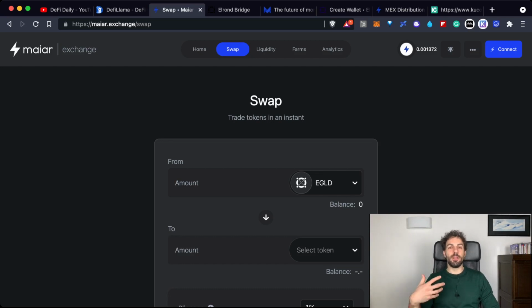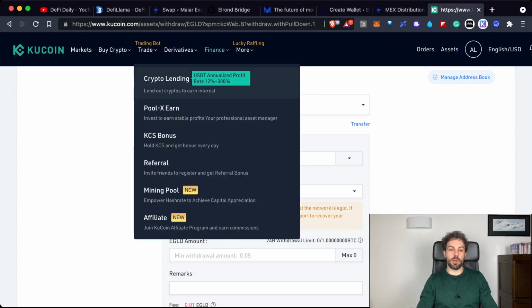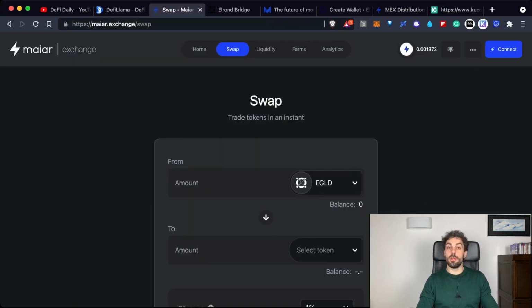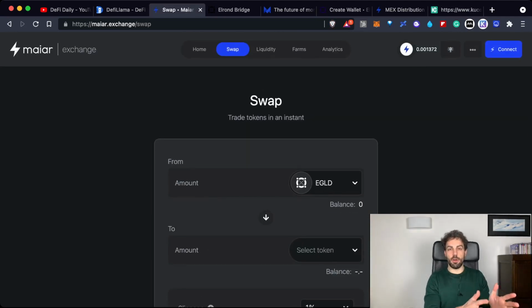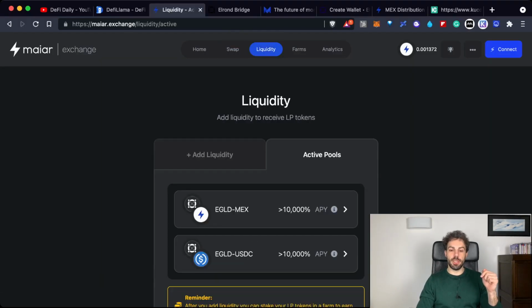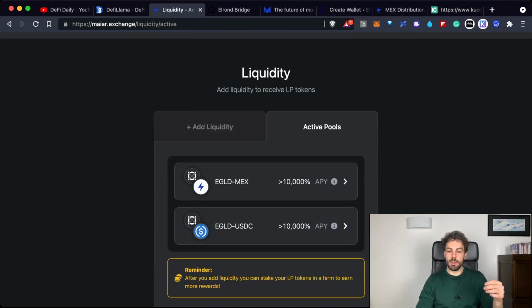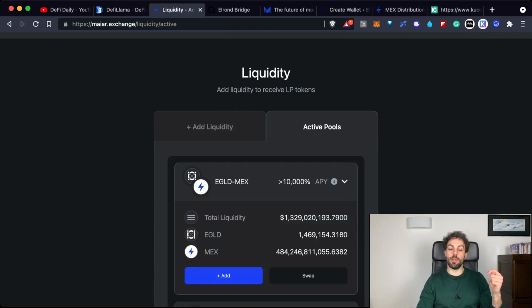And this is really important because if for any reason you do not have any more Elrond coin in your wallet, you will not be able to interact anymore with any smart contract on this blockchain, and you will have to repeat this process, withdrawing, for example, from KuCoin and moving your coins into your Elrond wallet. Once you have swapped and you have 50% of both of the assets that you need in order to add the liquidity, all you have to do is go here on liquidity, select the pool that is active right now. Let's say, for example, that we want to add liquidity to this one.